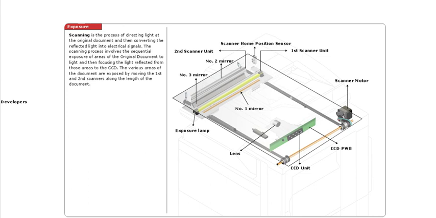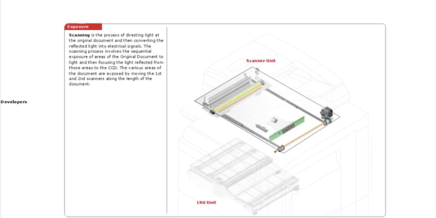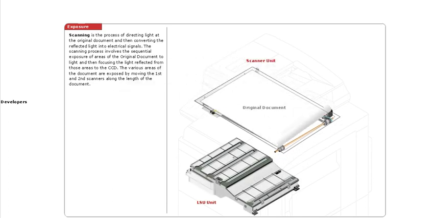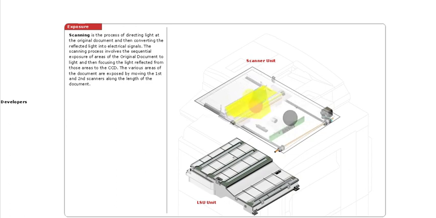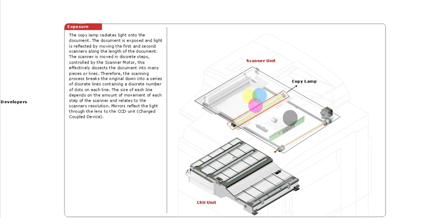Scanning is the process of directing light at the original document and then converting the reflected light into electrical signals. The scanning process involves the sequential exposure of areas of the original document to light and then focusing the light reflected from those areas to the CCD. The various areas of the document are exposed by moving the first and second scanners along the length of the document. The copy lamp radiates light onto the document.